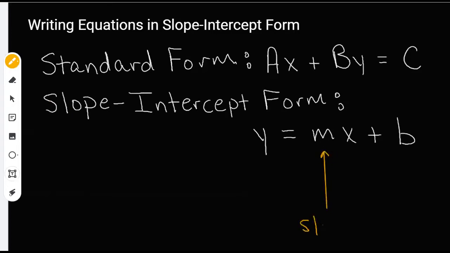M is going to be the slope. You've probably heard of that before. That's just going to be a number, a real number. And B is going to be the y-intercept. I'm going to shorten that with "int." So the m is always going to be a number, and the b is always going to be a number.